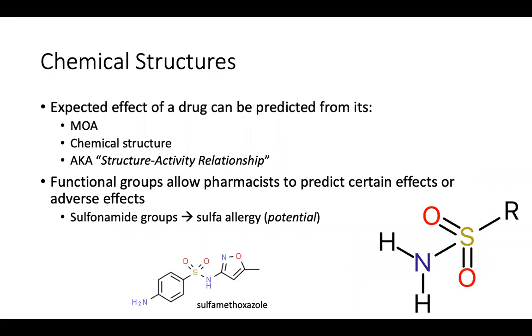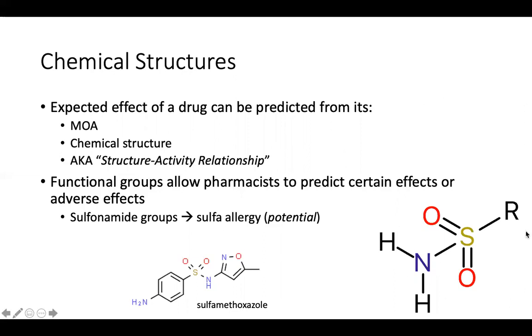So chemical structures. We can expect the effect of a drug from its mechanism of action and chemical structure. And so we have the structure-activity relationship, that's what it's also known as. Functional groups allow pharmacists to predict certain effects or adverse effects. The biggest example we can look at is sulfonamide groups, and that would be a sulfa allergy potential.